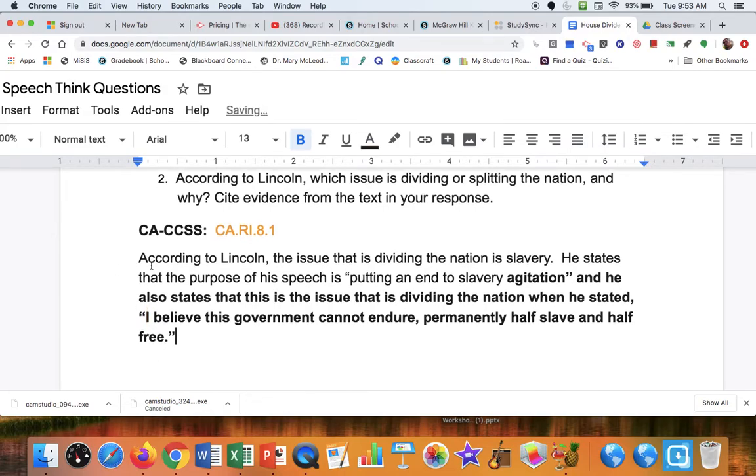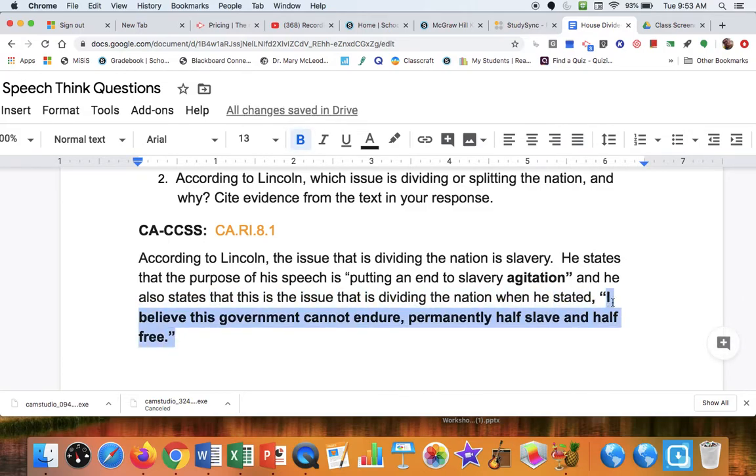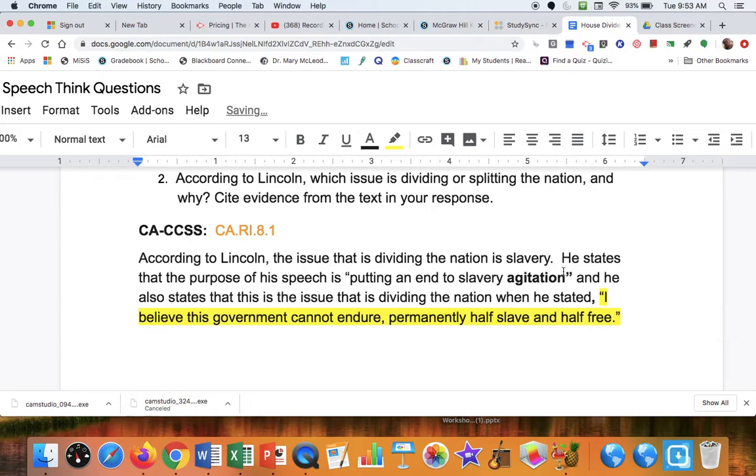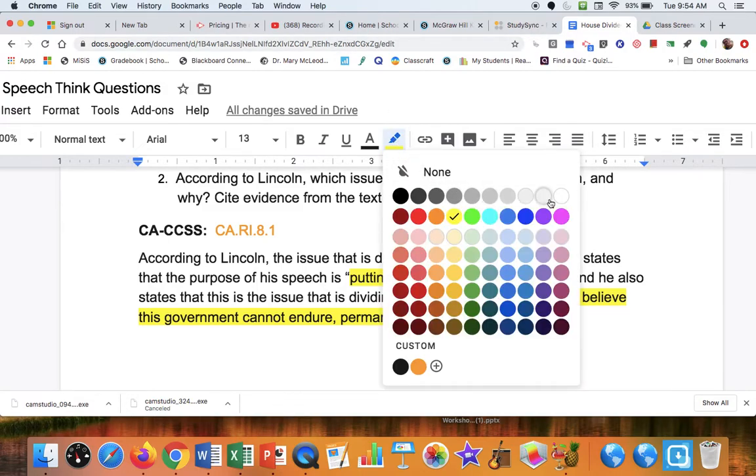Okay, now let's go ahead and fix this up. We don't need this bolded. In fact, we don't need any of this bolded. But I do want this highlighted since it's a quote. And I want this highlighted. And I do not want that to be bolded. It's just a vocabulary word. Okay. And he also states that this is the issue that is divided when he states, I believe the government cannot endure permanently half slave or half free. I'm going to have to turn this off. Put none.